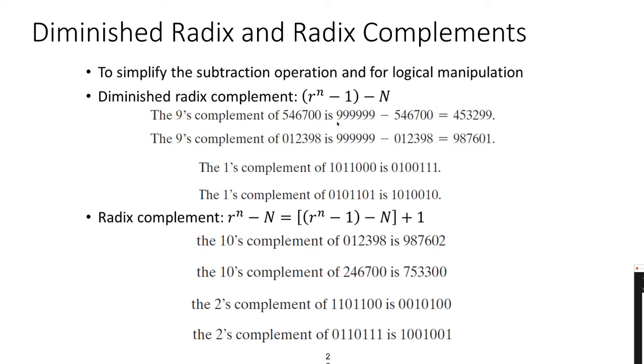For example, in the first case, let's say we want to find the nines complement of 546,700. The 999,999 is basically 10 to the 6, which is 1 million, and we subtract 1 and come up with this number. Then you subtract out the original number, and that gives you this number. So this is the nines complement of this number.